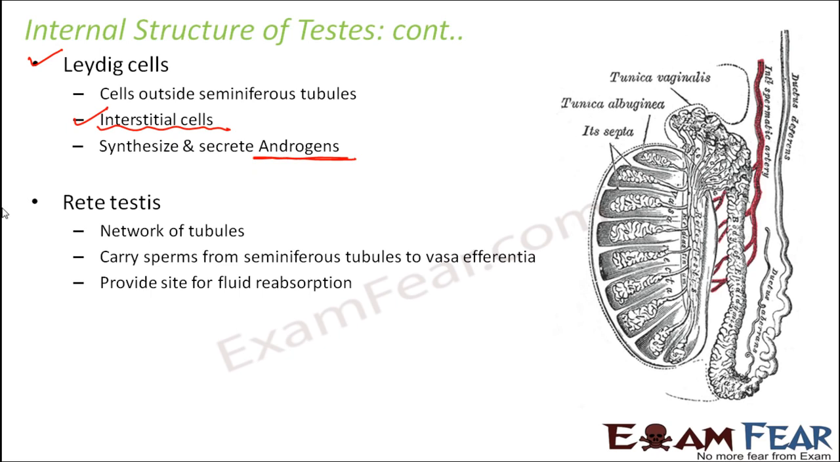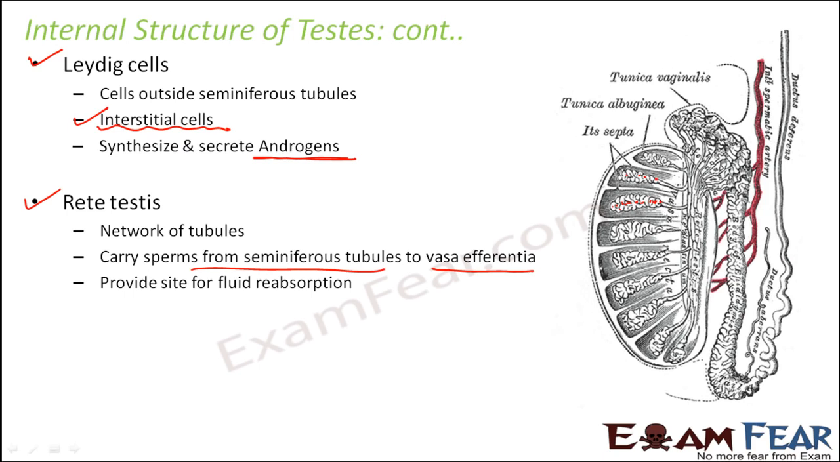Next is the rete testis. So what is rete testis? It is a network of tubules which carry sperms from seminiferous tubules to vasa efferentia. Now once the sperms are produced, where will they get produced? The sperms will get produced inside the seminiferous tubules. Now the sperms need to be carried out of the testis so that they can reach the vas deferens. You remember vas deferens, which will again connect to the ejaculatory duct, right? So first of all, it has to be taken out of the testis. So immediately from the seminiferous tubules, it moves into vasa efferentia.